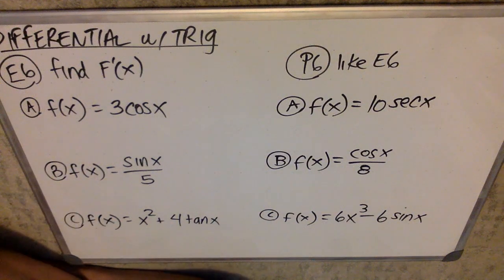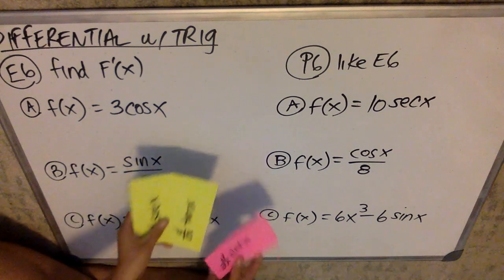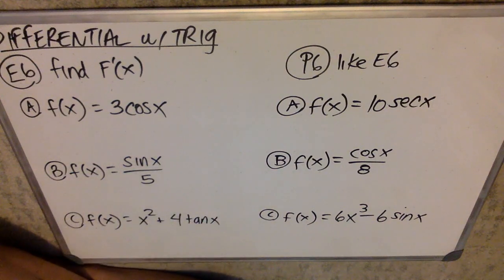This is AP AB Calc. We're doing 2.2, which is basic differentiation rules, and Example 6 and P6 are going to talk about trig. So, in the note cards that you made, hopefully you made note cards, and hopefully you're going to study your note cards, right? You made a bunch of note cards for different trig functions, right? And the differentiation rules for those trig functions.